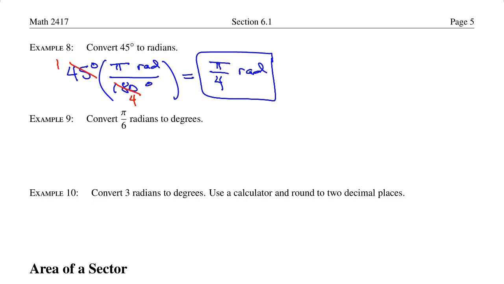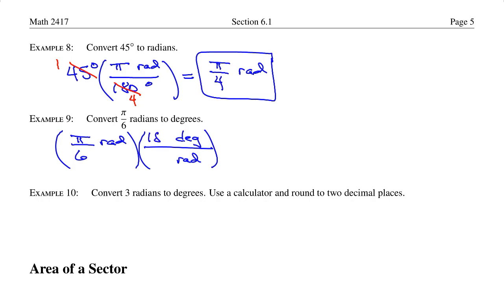Example 9, convert pi over 6 radians to degrees. Same thing here. So pi over 6 radians. The radians unit here is in the numerator, so let's put it in the denominator. And so let's convert to degrees, and we get 180 degrees divided by pi radians is equal to 1. So the pi's will cancel, and then 180 divided by 6. 180 divided by 6 is 30. So we get 30 degrees.